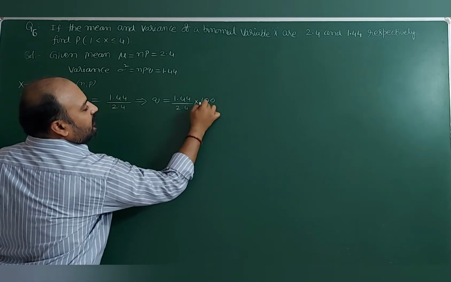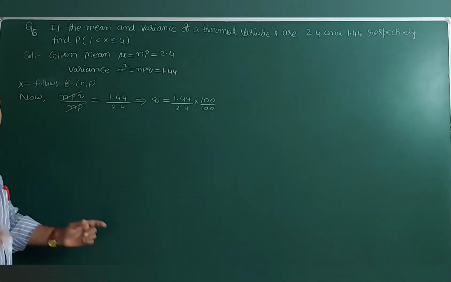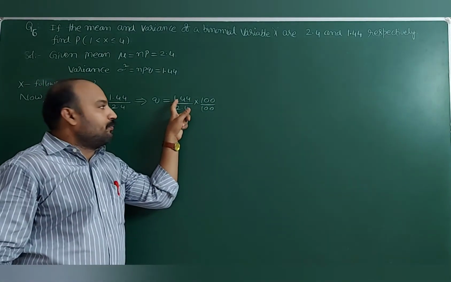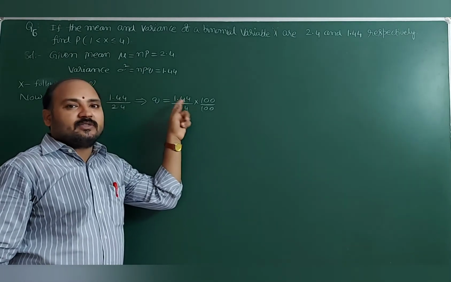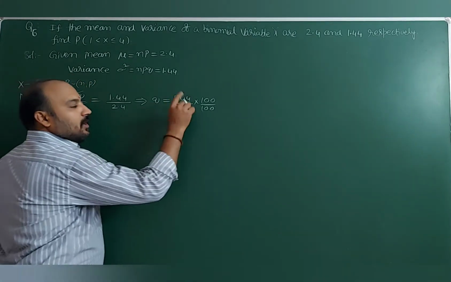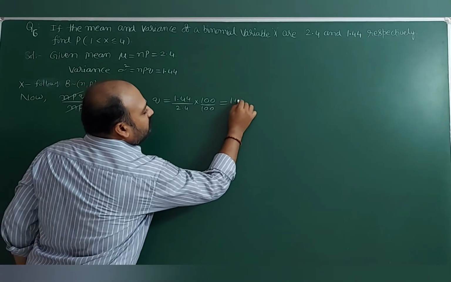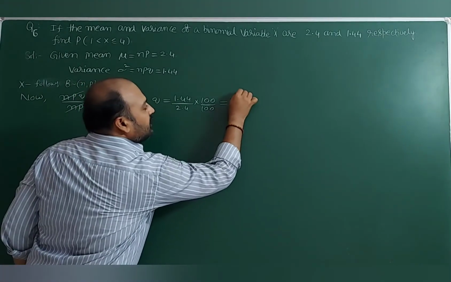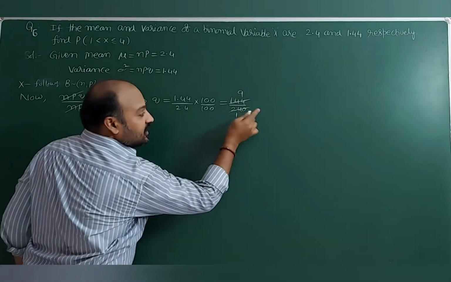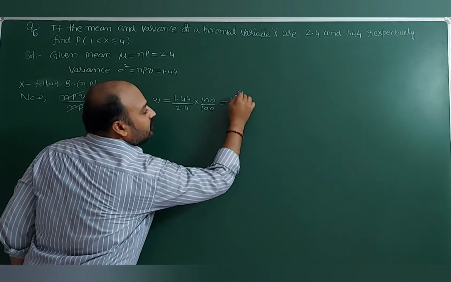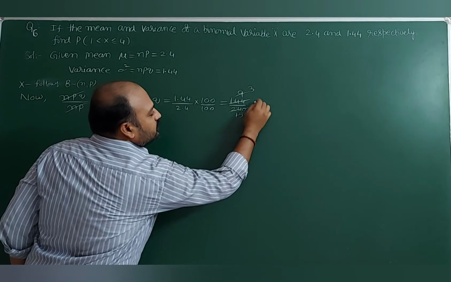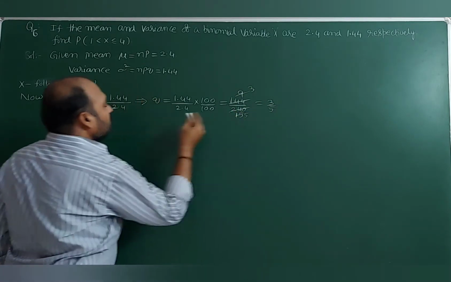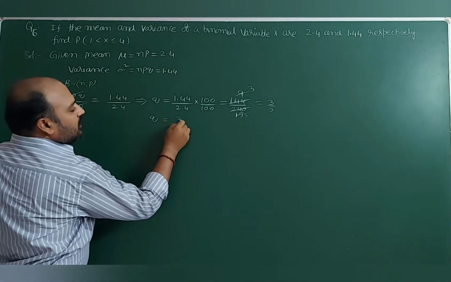Here, multiplying and dividing by 100. Sir, why are you multiplying and dividing by 100? Here there are 2 decimal places, no? So that is the reason for multiplying and dividing by 100. It becomes 144 divided by 240. So 16 ones are 16, 16 nines are 144, 16 fifteens are 240. So 3 by 5. So the value of q is equal to 3 by 5.